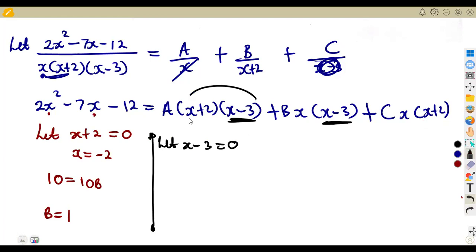So it means we have eliminated the whole of this and also the whole of this. If this becomes a 0, what is the value of x? If x minus 3 is a 0, the value of x here is going to be equal to 3. Transpose, x is going to be a 3.